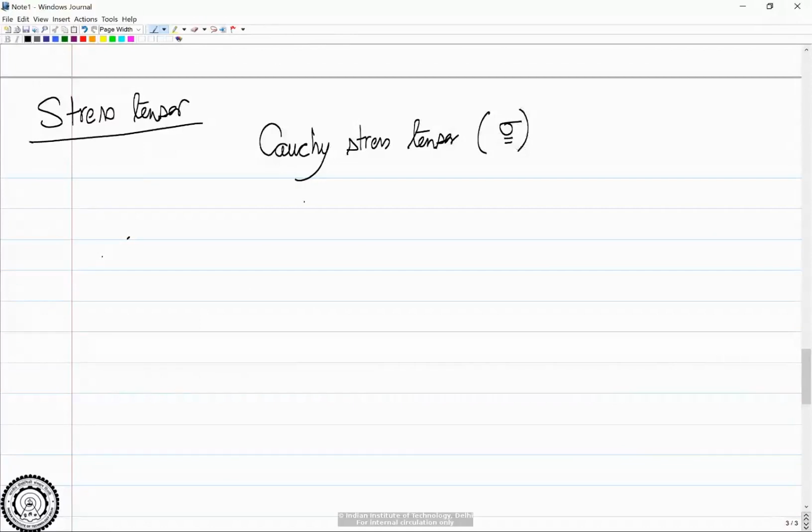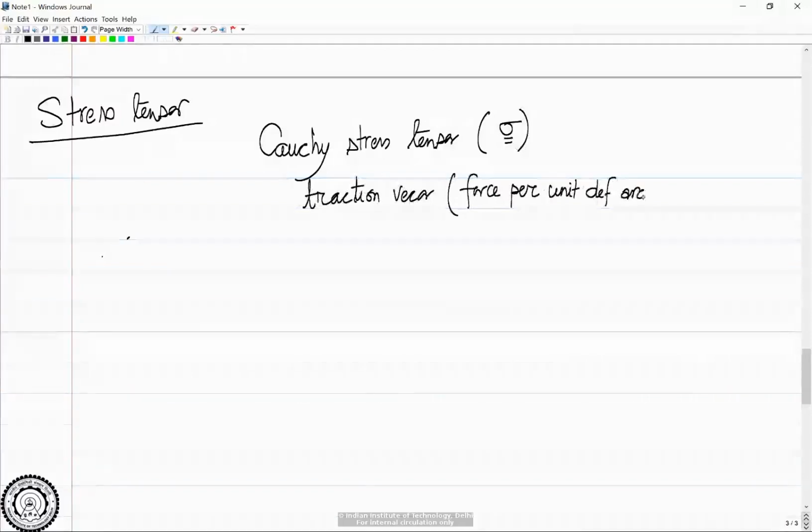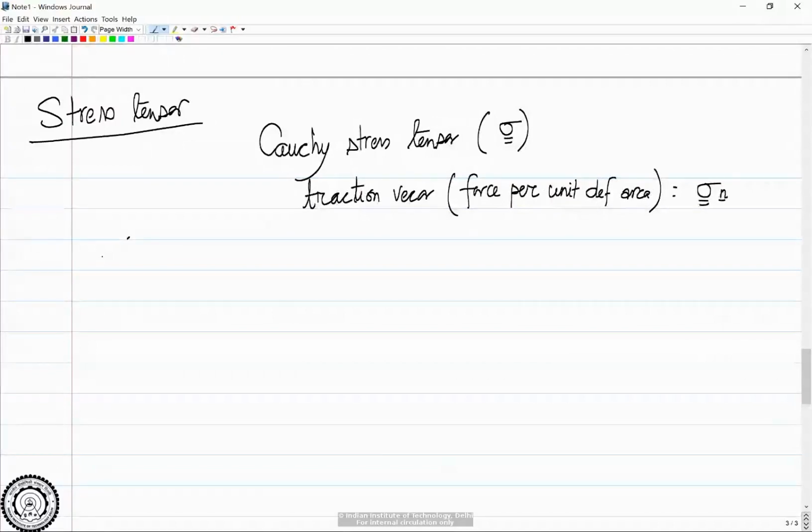And then there is also something called the traction vector, which is basically force per unit current area. I'll say deformed area. And that's given by sigma into n. Isn't it? That's the Cauchy theorem. And this is called T. You know, T is the traction vector.